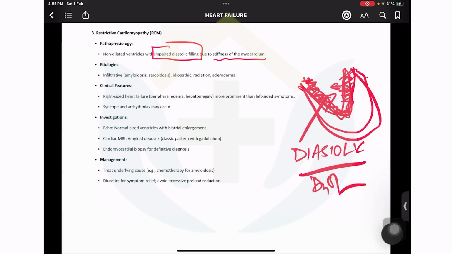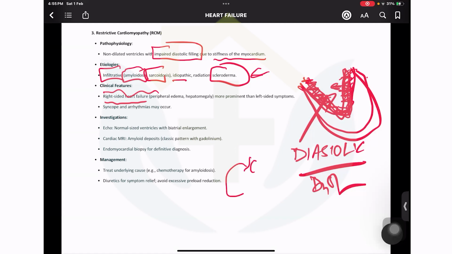So the etiologies are when the muscle is infiltrated by some substances like amyloid, sarcoid, and sometimes we don't find anything. Sometimes it's eosinophilic fibrotic myocarditis, or scleroderma even can lead to this. Okay. So the clinical features are right-sided heart failure, because the left ventricle is not taking blood from the pulmonary circulation.